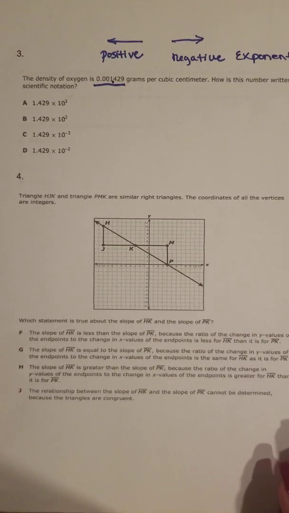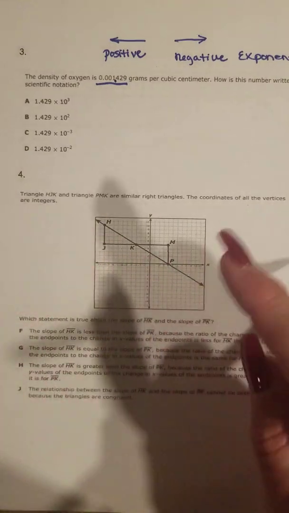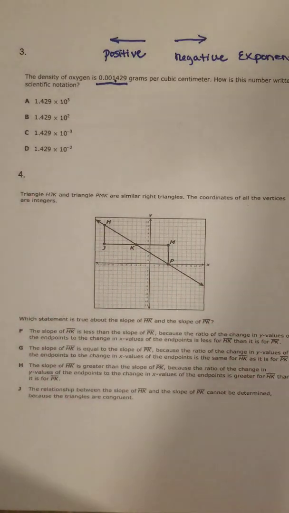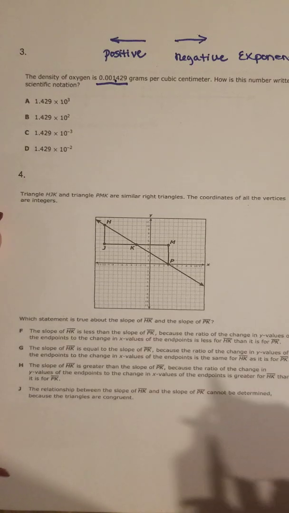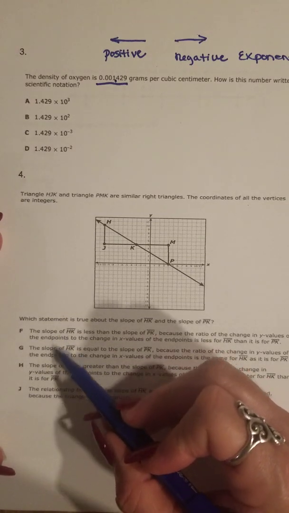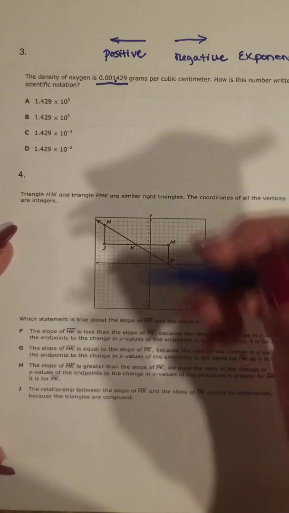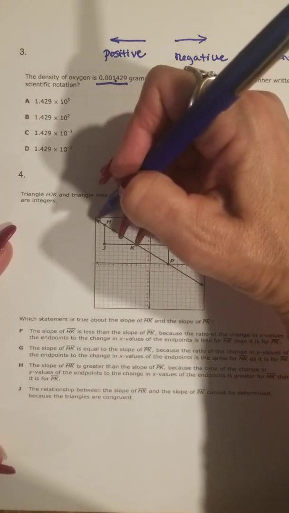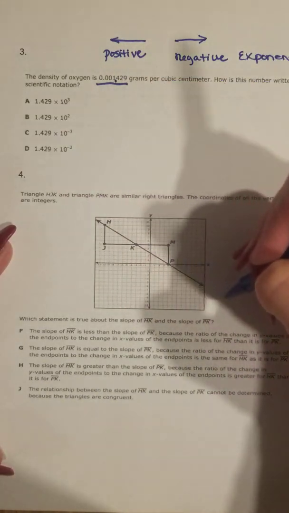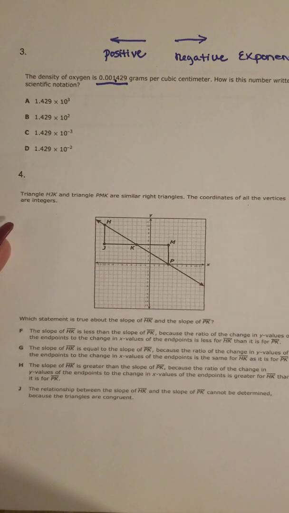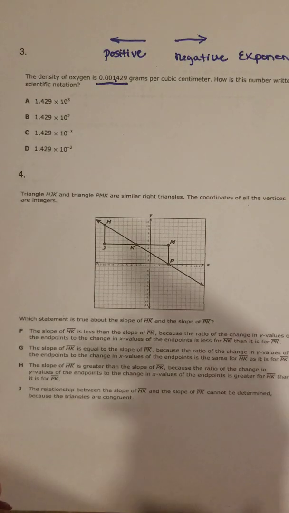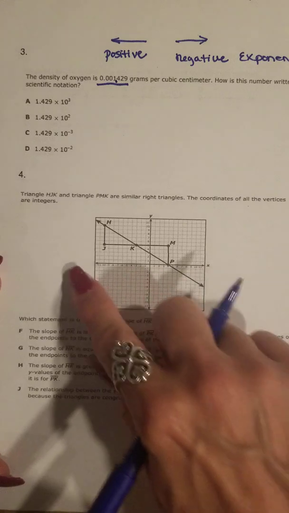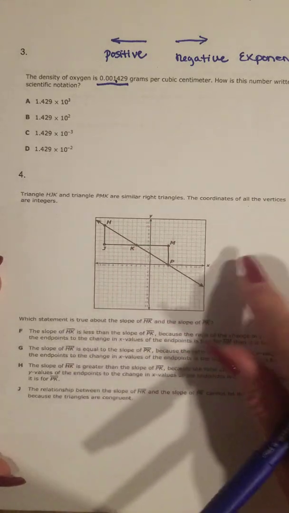Number 4. This is not as confusing as it looks. It looks confusing because of all this stuff on here, but all they're looking at is the slope. If you look at all the answer choices, the slope, the slope, the slope, the slope, all they're really looking for is this line right here, which is the slope, which measures how steep it is, okay? Before I even answer this, I would look at what's going on here, okay?